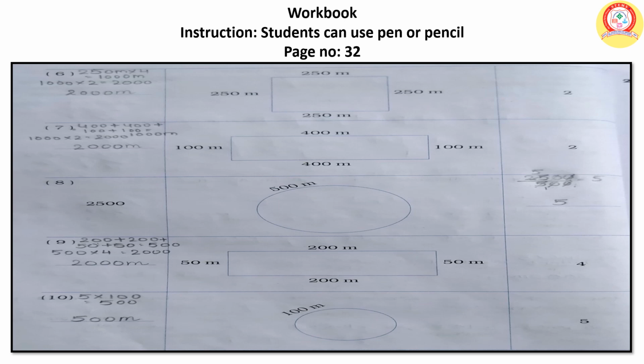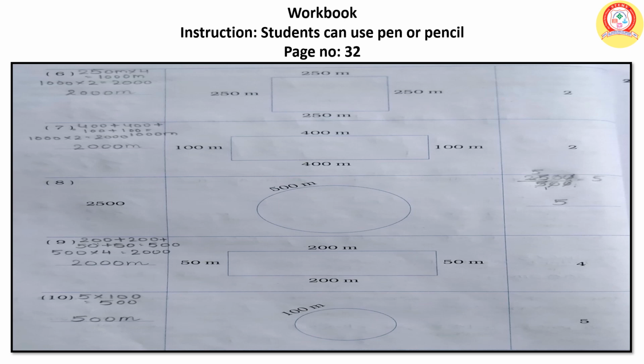Okay, children. Now let's move to ninth sum. In ninth sum, the round to run to complete the distance is 4. The distance of the field is 500 meter, as 200 plus 200 meter plus 50 meter plus 200 meter plus 50 meter is equal to 500 meter. So how much distance required to complete?